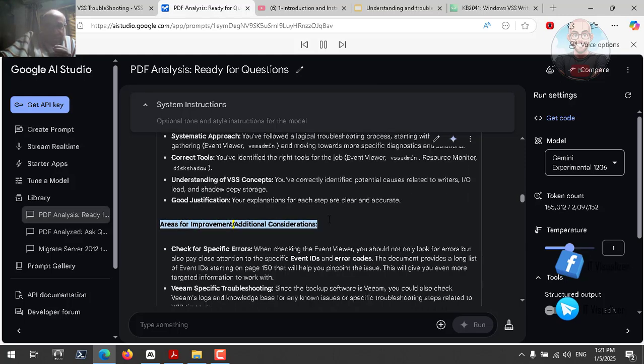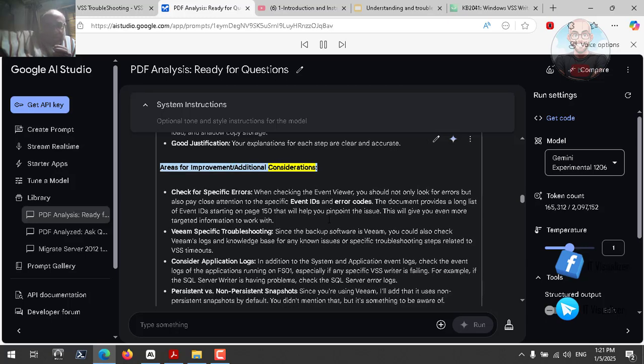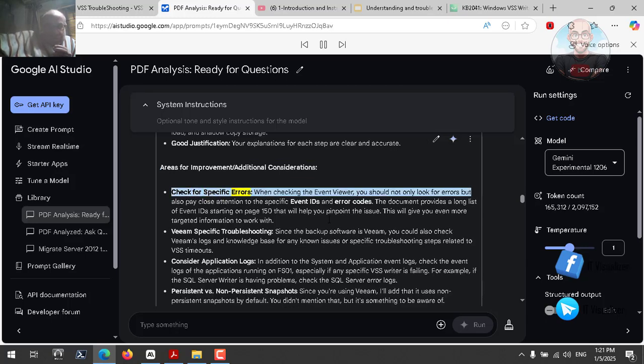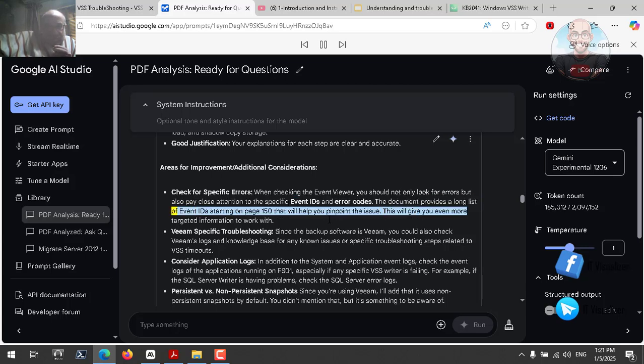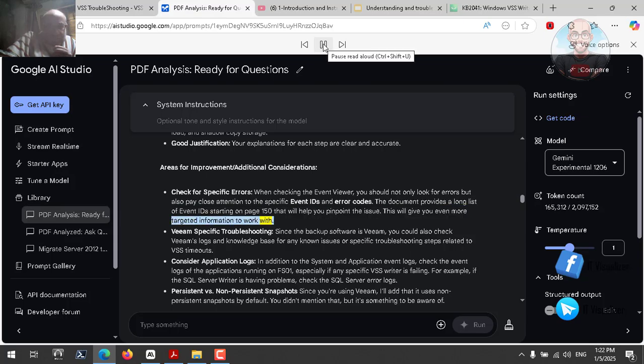Areas for improvement/additional considerations. Check for specific errors. When checking the event viewer, you should not only look for errors but also pay close attention to the specific event IDs and error codes. The document provides a long list of event IDs starting on page 150 that will help you pinpoint the issue. This will give you even more targeted information to work with.